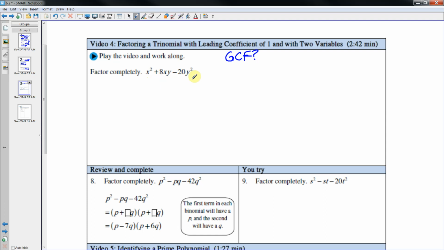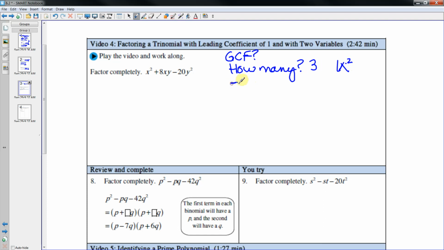Here, I can't take out an x from all three because this 20 doesn't have an x with it. Can't take a y from all three. There's no number. So now I just go straight to my numbers. Let's just concentrate on the numbers. I have how many terms? I have 3 terms, and I have a 1x squared. So I know I'm using my same method.